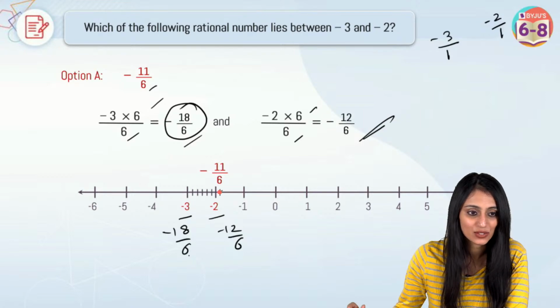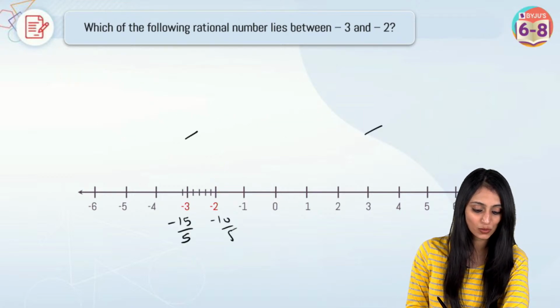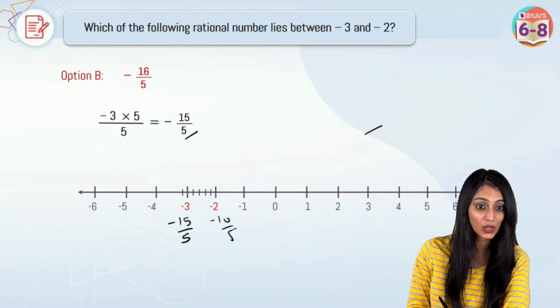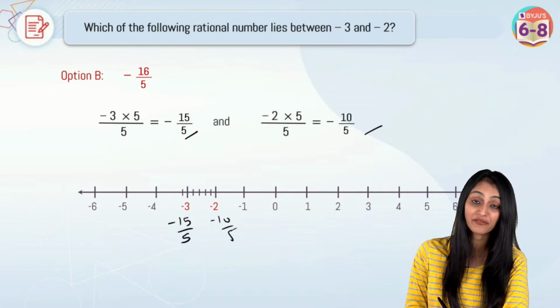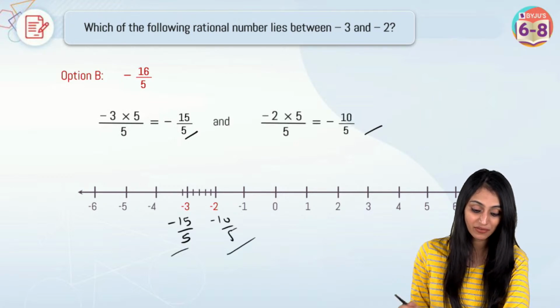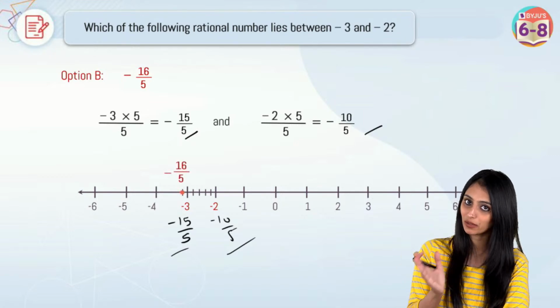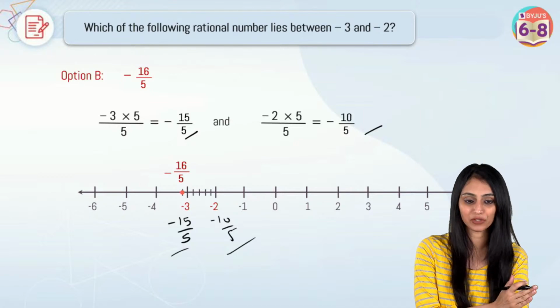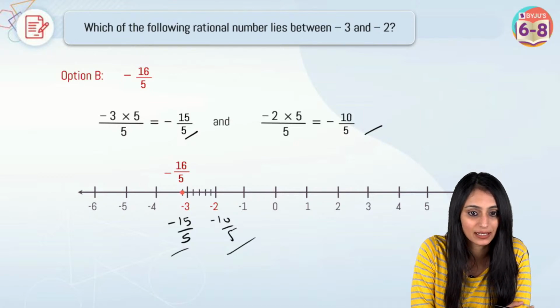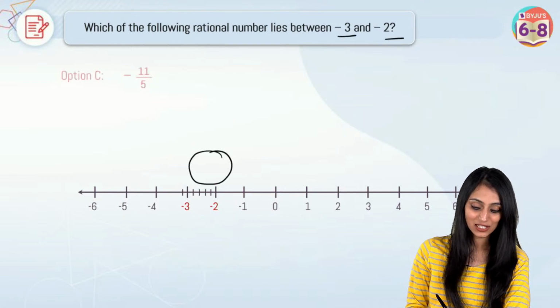Yes, so this is clear to everyone. Similarly with the next option, it was 5 in the denominator. So I multiplied numerator and denominator by 5. So we have minus 15 by 5 and minus 10 by 5. Then obviously minus 16 by 5 will not lie here. It will basically be towards the left of minus 15 by 5. We have a lot more questions. Clear? Great. Let's move ahead.